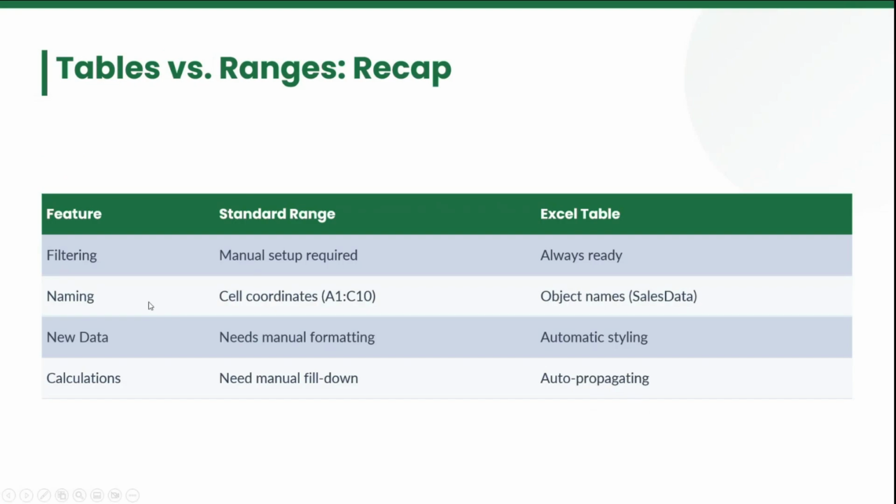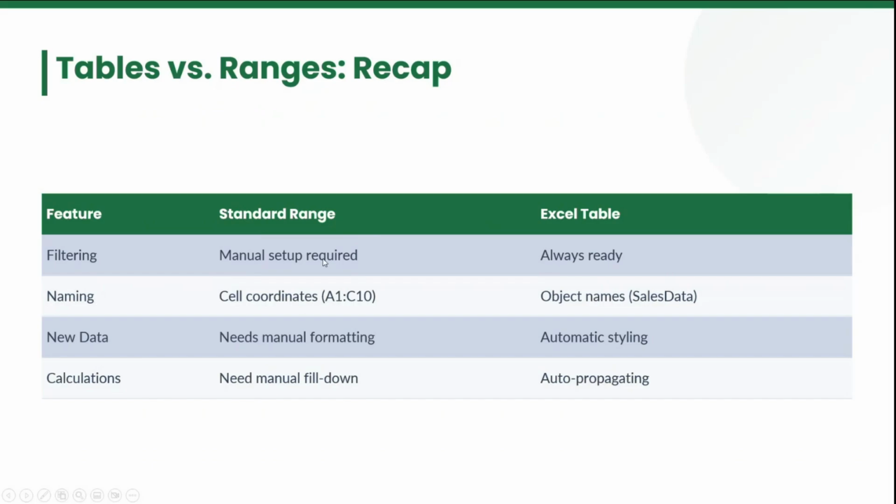Any questions? Oh yeah, just as a recap. We spoke about filtering. As I've said, there's a difference between a range and a table. As we saw, within a range, filtering is manual. On a table, it's always set up.